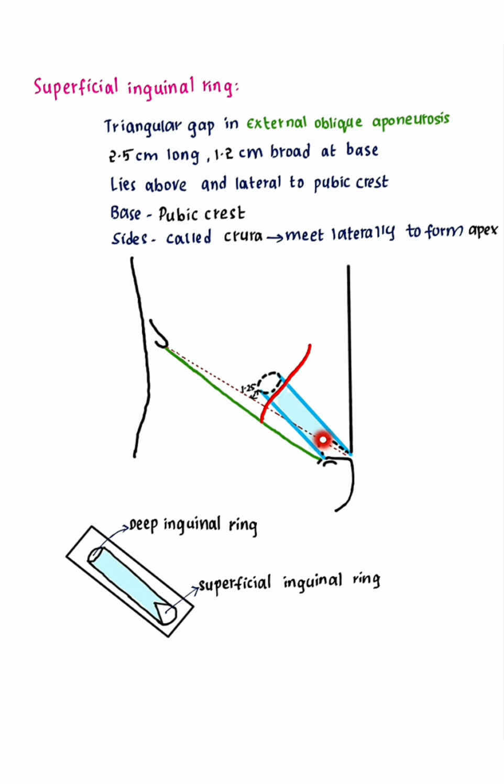Superficial inguinal ring. It is a triangular gap in external oblique aponeurosis. It is 2.5 centimeters long and 1.2 centimeters broad at the base. It lies above and lateral to pubic crest. The sides of the ring are called crura. They meet laterally to form an apex.